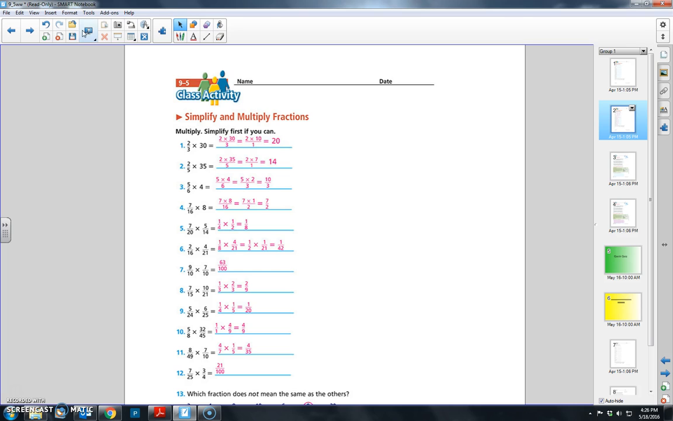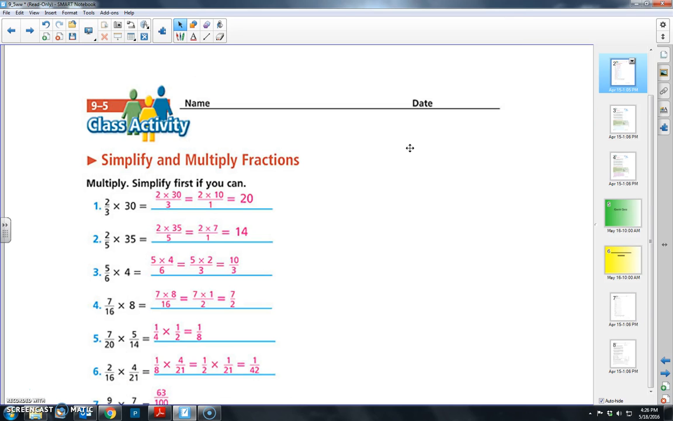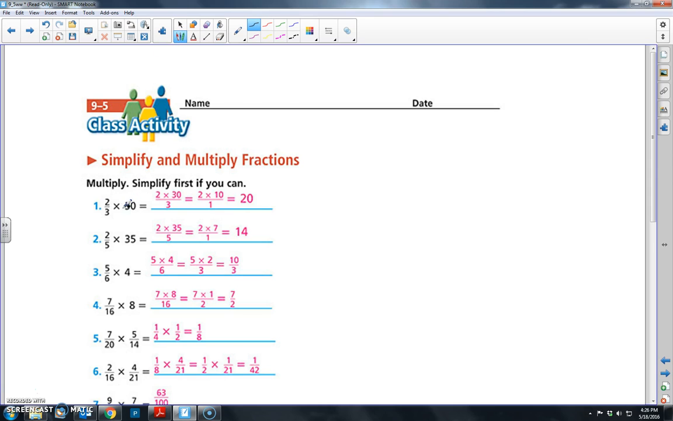Okay, so if I show you this, here's what they did. They took 2 times 30 over 3 and 2 times 10, which is 2 times 10 over 1. So basically they did this. 30 divided by 3 is 10. 10 times 2 is 20. 35 divided by 5 is 7. 7 times 2 is 14. I'm going to highlight that. Now that doesn't make sense.